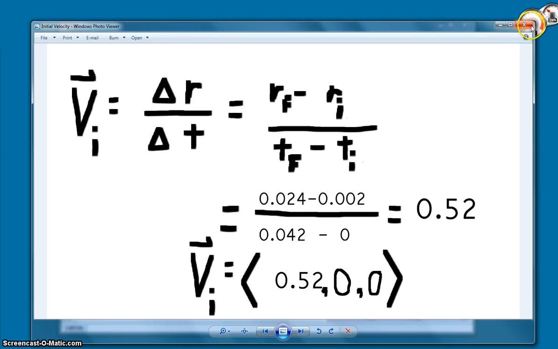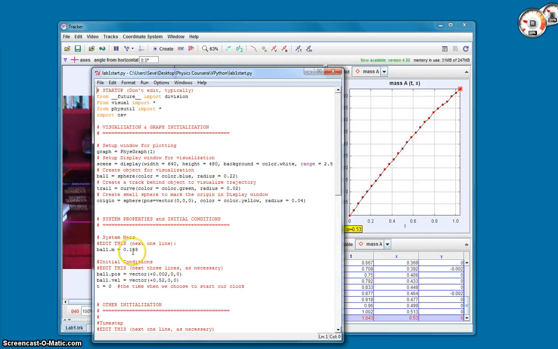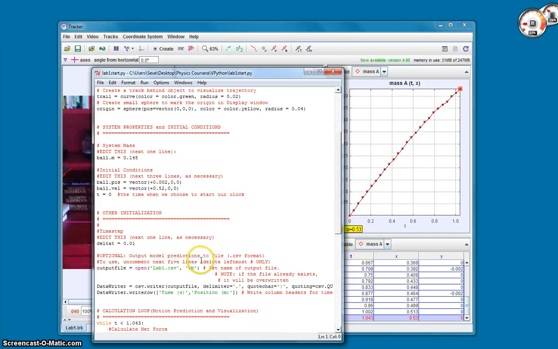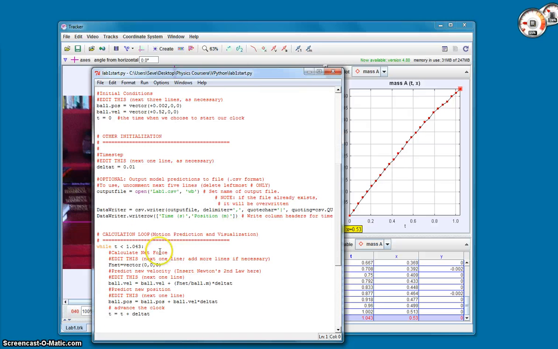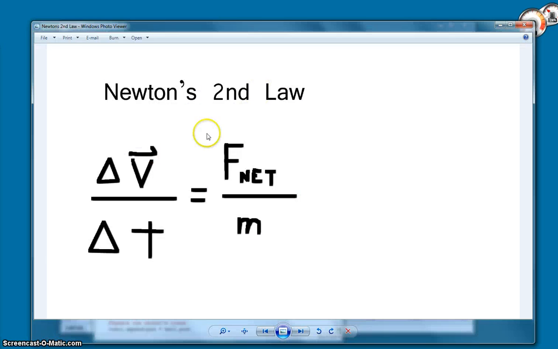And this came in handy for the VIdle predictions, where I was putting in the ball's mass, which is 0.148 kilograms, the ball's initial position, which is 0.002, and the ball's velocity, which I just said. And then I had to set up the calculation, where the time is set up so that it will end at the time where it ends in Tracker. And then I set the net force to 0 so as to allow me to view the object at a constant velocity.